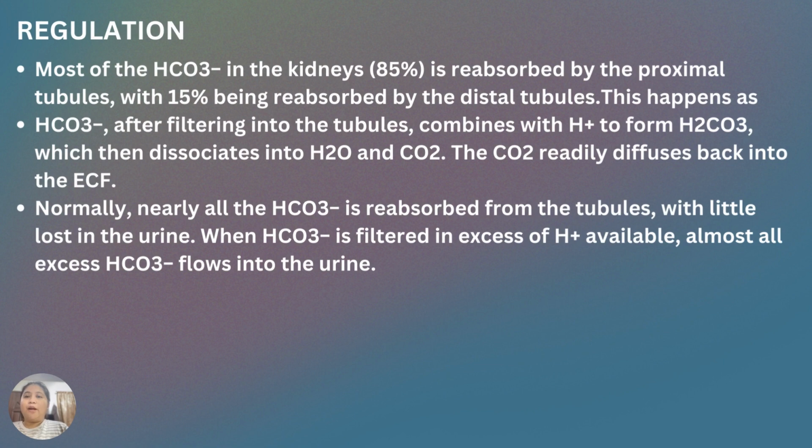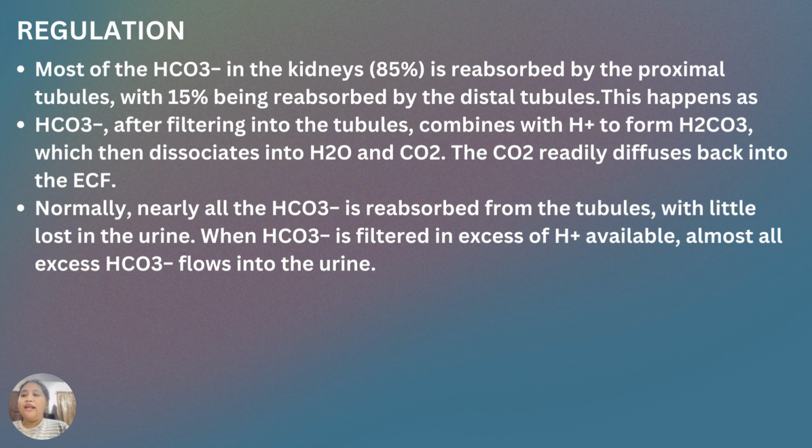Regulation. Most of the bicarbonate in the kidneys, 85%, is reabsorbed by the proximal tubules, with 15% being reabsorbed by the distal tubules. Because tubules are only slightly permeable to HCO3, it is usually reabsorbed as CO2. This happens as bicarbonate, after filtering into the tubules, combines with hydrogen to form H2CO3, which then dissociates into H2O and CO2. The CO2 readily diffuses back into the ECF, and normally nearly all the HCO3 is reabsorbed from the tubules with little loss in the urine.